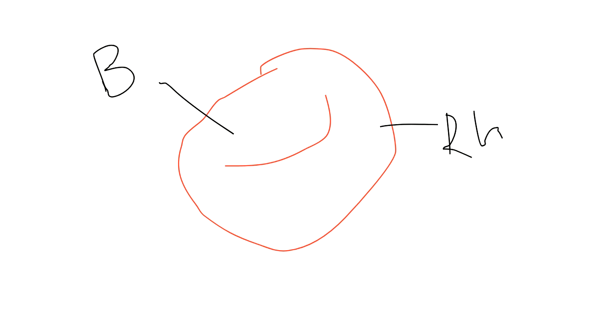that we have a red blood cell. Pretend that looks like a red blood cell. And that on the surface we have Rh and B antigens. All right, so again, what kind of antigens does this person have?